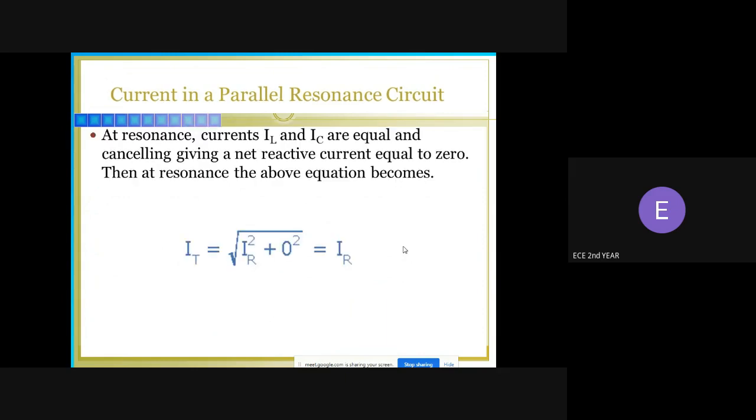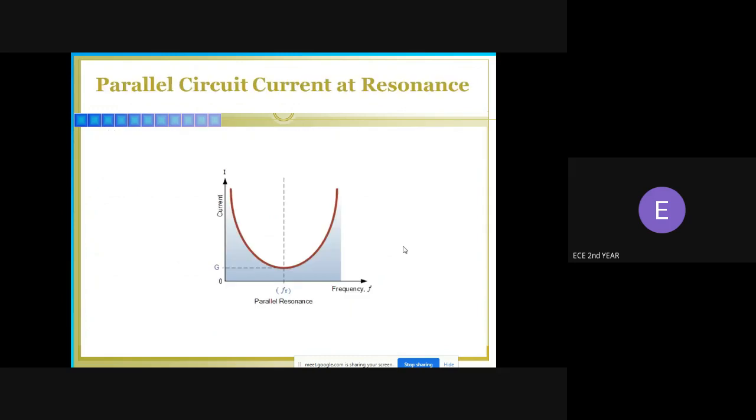At resonance, currents IL and IC, we know both are equal, and they cancel, giving a net reactive current equal to 0. Then at resonance, the above equation becomes IT equal to root of IR square plus 0 square, that is equal to IR, the parallel circuit current at resonance.